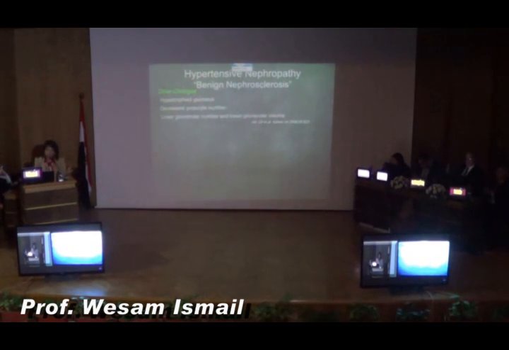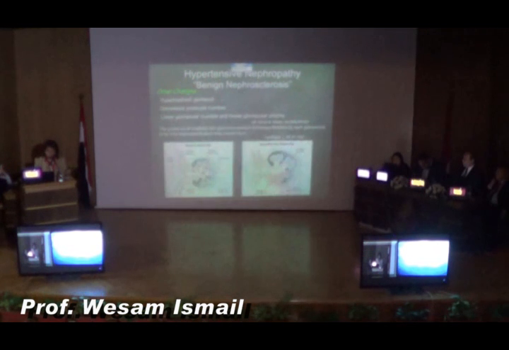Other changes which you can see in benign nephrosclerosis within the glomeruli include hypertrophic glomeruli. We all know this, the glomeruli will enlarge in size. We get decreased podocyte number, compared to controls of non-hypertensive patients within the same age groups. Hypertensive patients do get fewer podocytes, and we all know that a decrease in podocyte number is a factor in glomerulosclerosis, like in diabetes, for example. You can also get lower glomerular number, but more importantly, there's a lower mean glomerular volume.